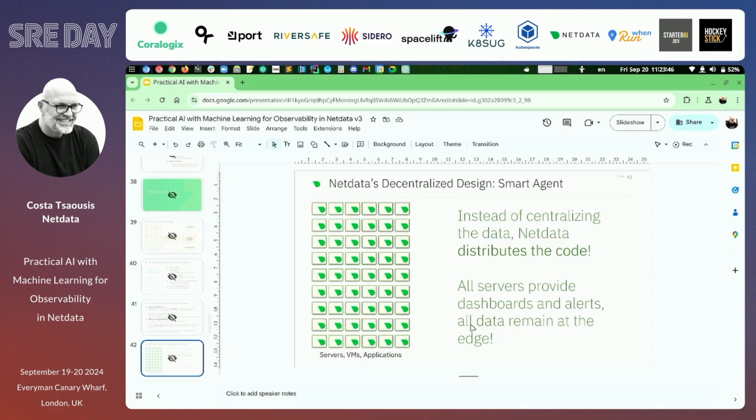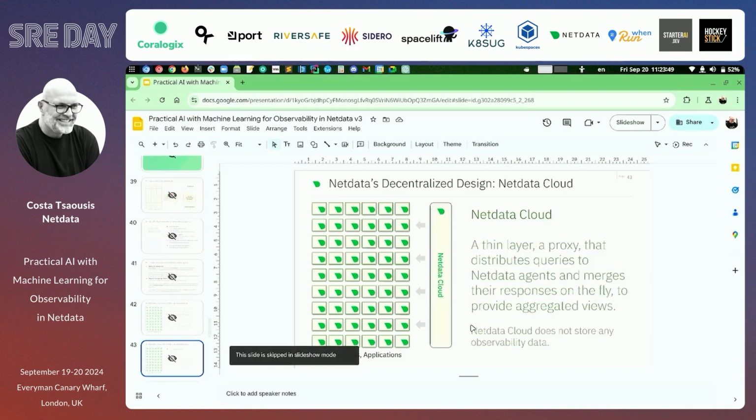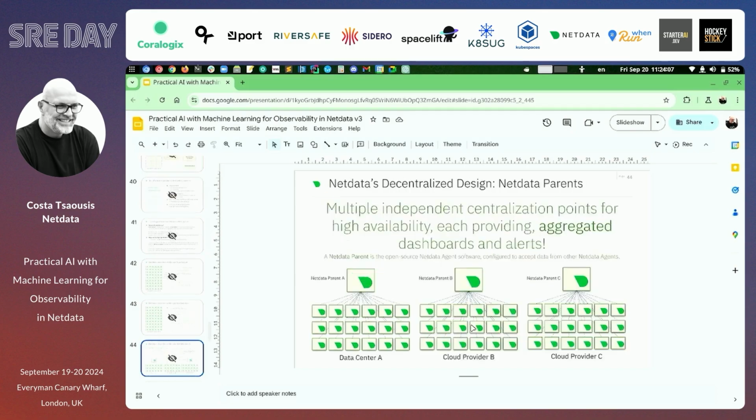How do I get aggregated views? You can get aggregated views with this. We call it Netdata Cloud. This is a thin layer, a proxy that gets a request from you and distributes it to your Netdata servers. It collects the data back, aggregates the responses, and gives them to you. Of course, you also have the ability to have Netdata parents. This means that data are copied from this cluster to this server, and on this server, you have fully aggregated views on-prem. All the data are there.